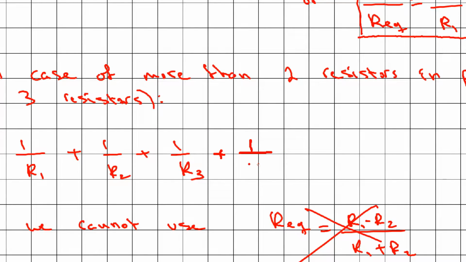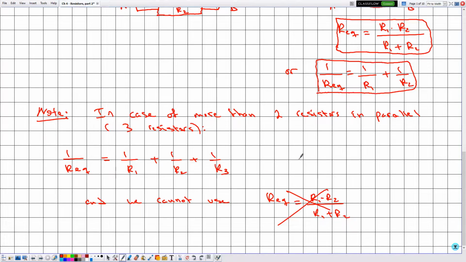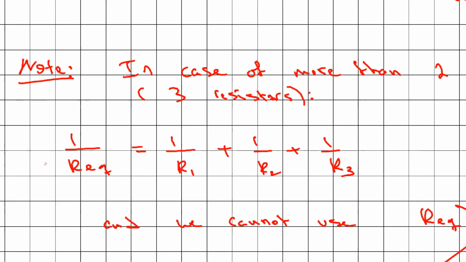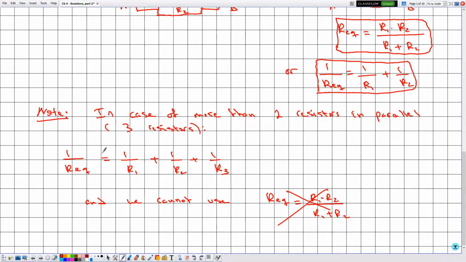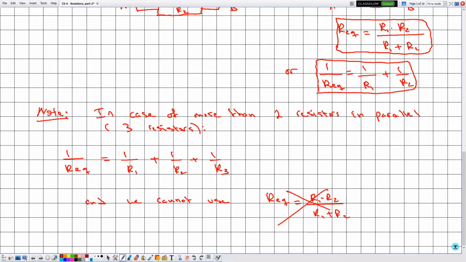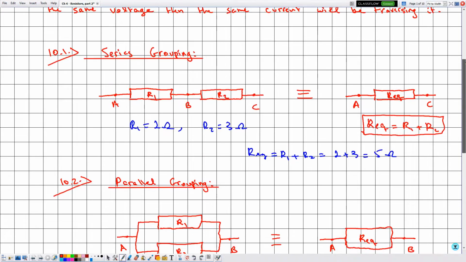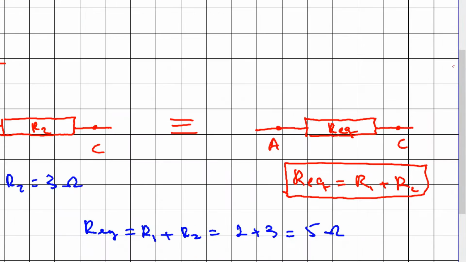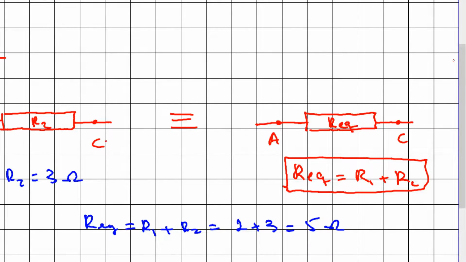we simply add 1 over R4, 5 resistors plus 1 over R5, etc. Okay, in case of more than 2 resistors, we must use this formula. Okay, so from the early beginning we will admit this formula and not the first one. Okay, now in case more than 2 resistors in series, suppose here we add another resistor R3 to be in series, then R equivalent is simply the sum which is given by R1 plus R2 plus R3.